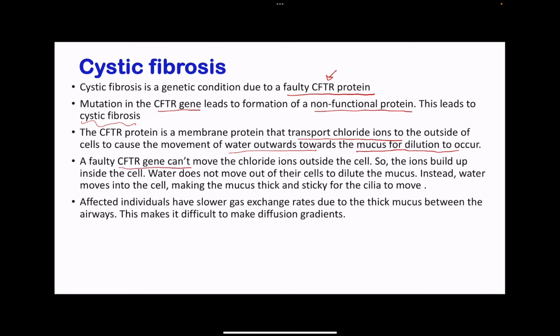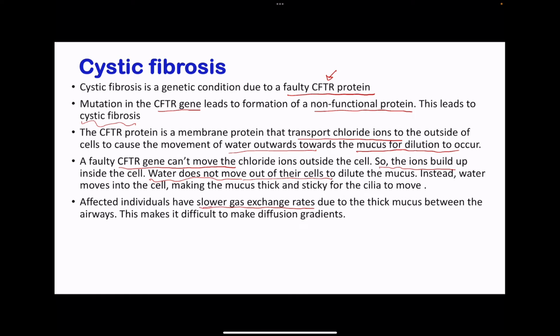However, if the CFTR gene is faulty, the chloride ions cannot be pumped from the inside of the cell to the outside, so they're going to build up inside the cell. This is going to lead to water moving from the outside to the inside of the cell, making the mucus dry, and therefore it can be thick and sticky and harder for the cilia to move.